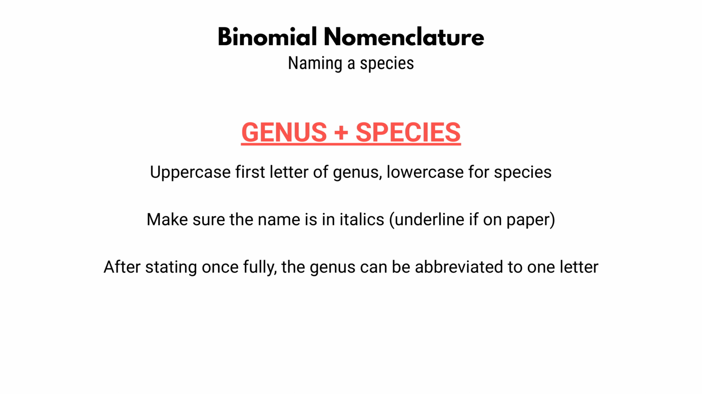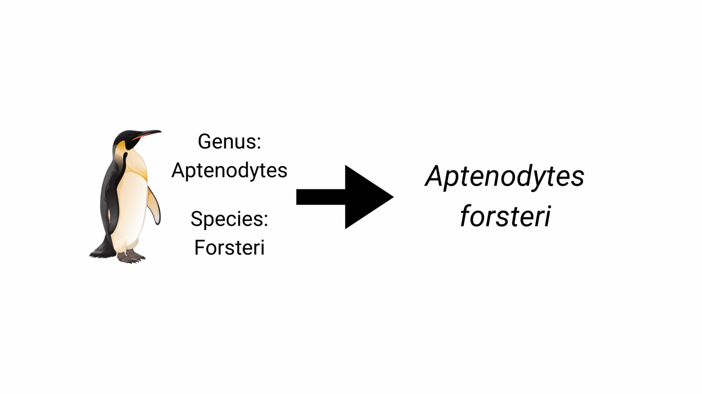And the third rule: after you state the entire genus plus species name fully, you can abbreviate the genus into 1 letter. Let's take, for example, the emperor penguin. Their genus is Aptenodytes, and their species is forsteri. Using the rules that we just learned, their scientific name would be Aptenodytes forsteri. Now don't forget, even though you have combined the 2, you have to capitalize the first letter of the genus and keep the lowercase in the species, and make sure the entire thing is in italics. If you have already used it somewhere, you can just call it A. forsteri.